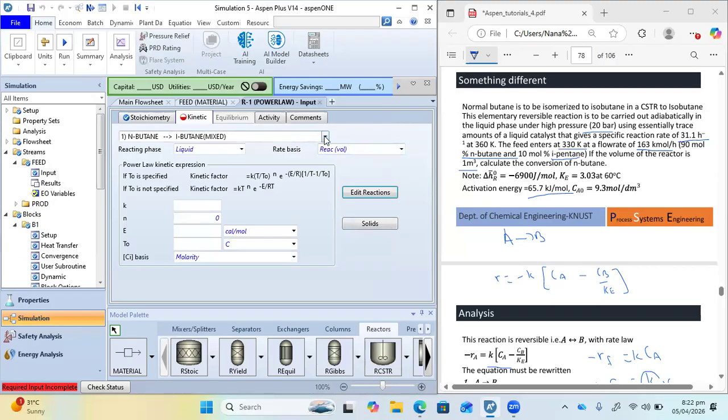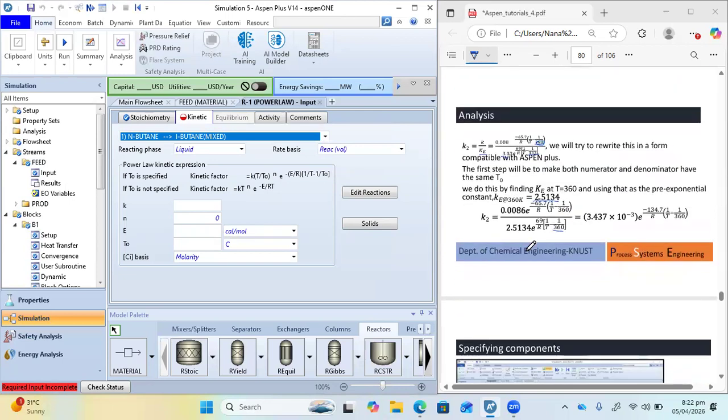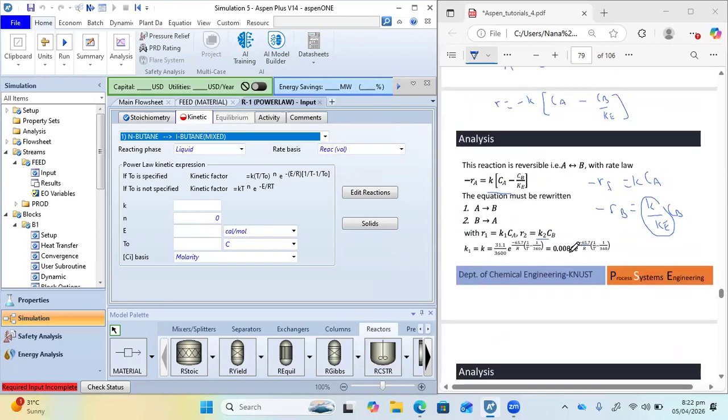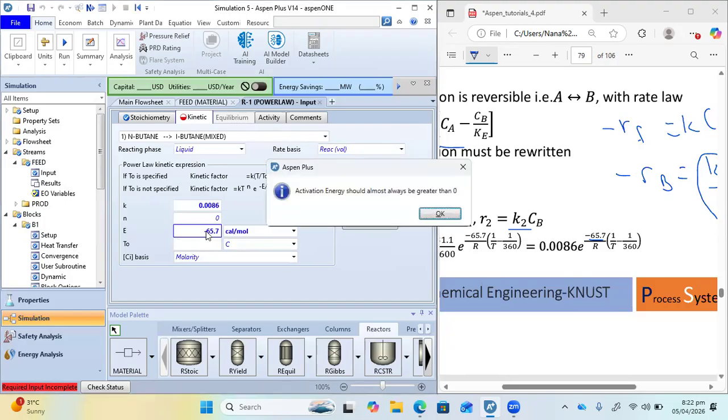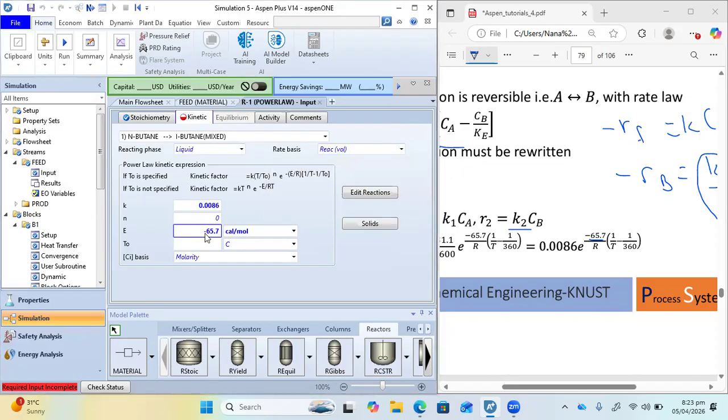Now for the forward, remember I mentioned that you can see the two different reactions here. So we are on the forward reaction now. The K we are using was 0.0086. So put that in. The E was 65.7, the activation energy. Please don't include the minus. Aspen caters for the minus. Right? If you put in the minus, it will give you a warning. So don't put in the negative. And then the T naught was 360.